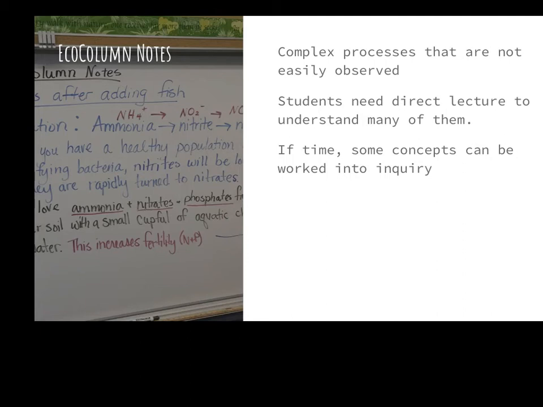Now, if you have more time, if you're not teaching an AP class and you're just teaching a regular environmental science class, you would have time to work inquiry in, where the students would take the time to walk through the processes of figuring out these kinds of things. Unfortunately, in an AP class, I find that I don't have enough time for the kids to do a whole lot of inquiry with the EcoColumns, to come to these concepts themselves a little bit, but not a whole lot, due to the lack of time.